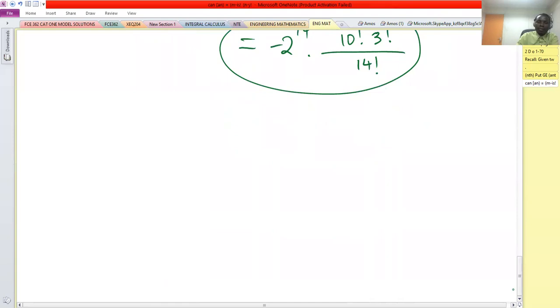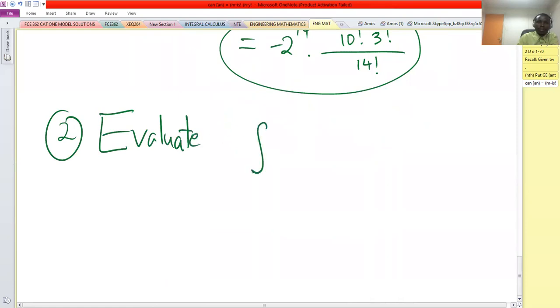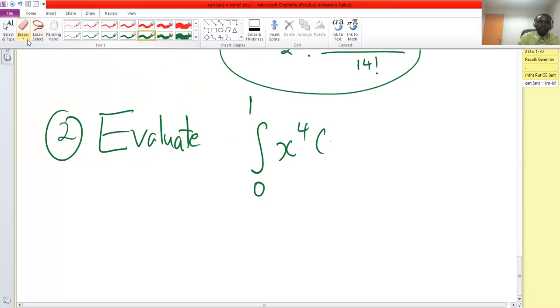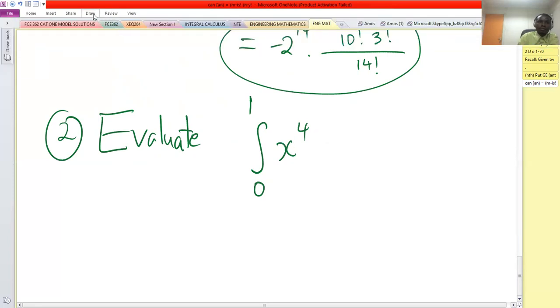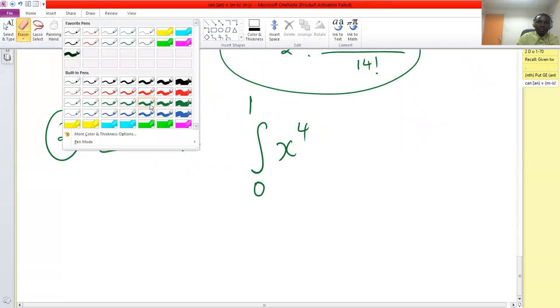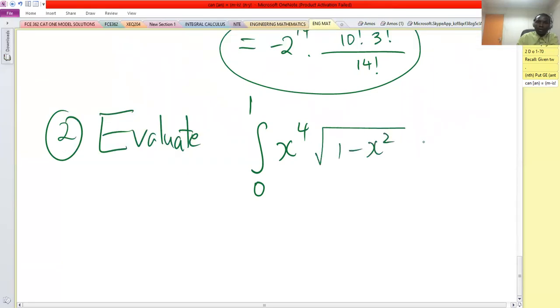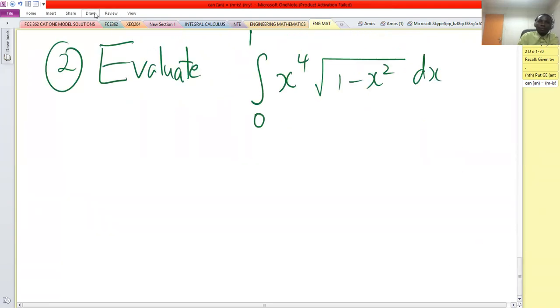Similarly, if we have a problem with this form, say number 2, evaluate the integral from 0 to 1 of x power 4 square root of 1 minus x squared dx using beta functions, then this is how we work it out.